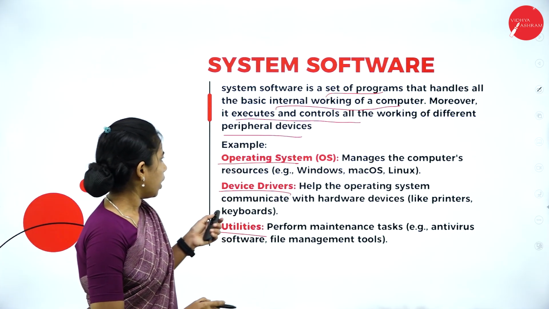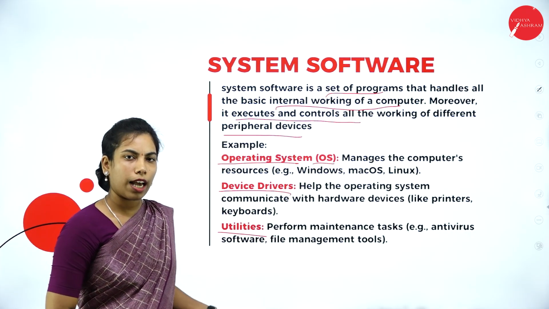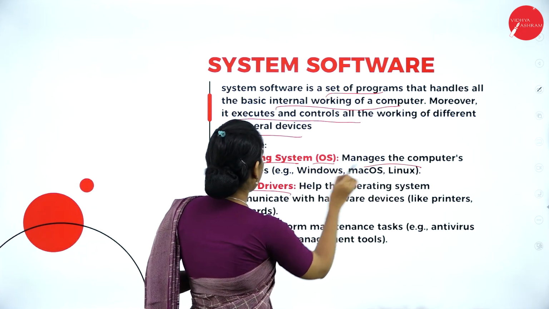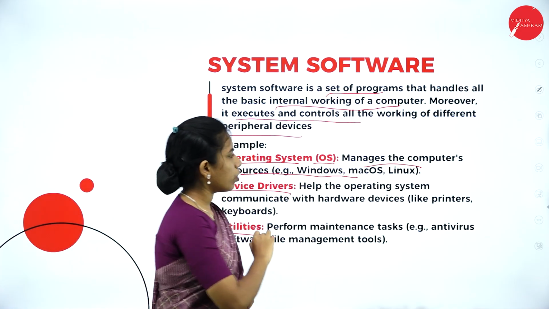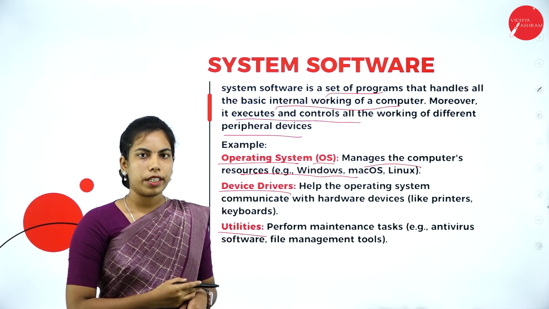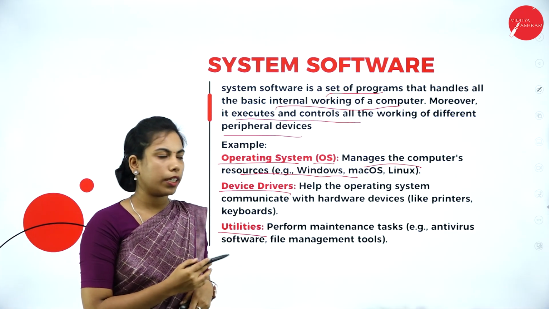Here you can see the main types are the operating system or OS, device drivers, and the last one is utility software. The operating system manages the computer's resources. Windows and also Mac OS, Linux, Unix, these all come under the operating system. So it will operate the system, that's why it's an operating system.